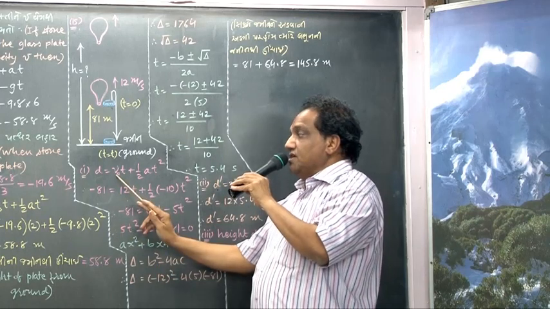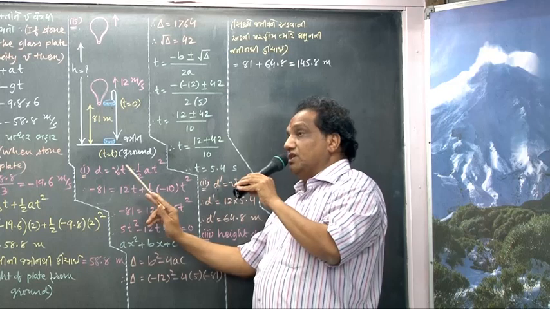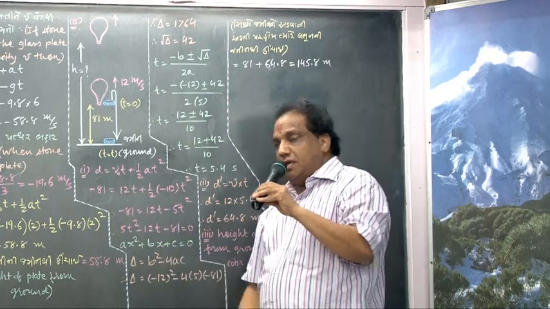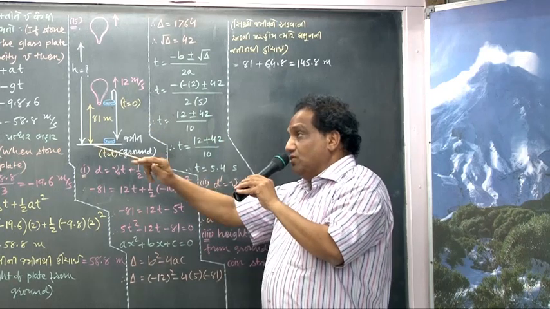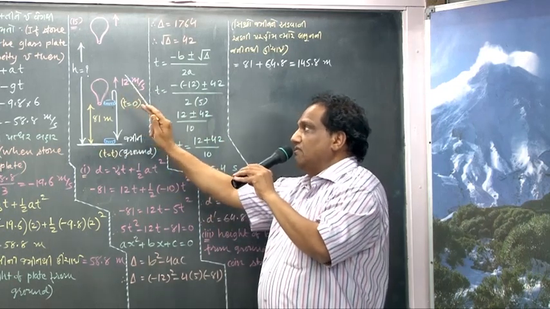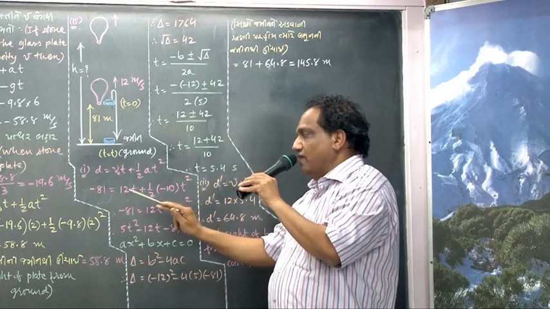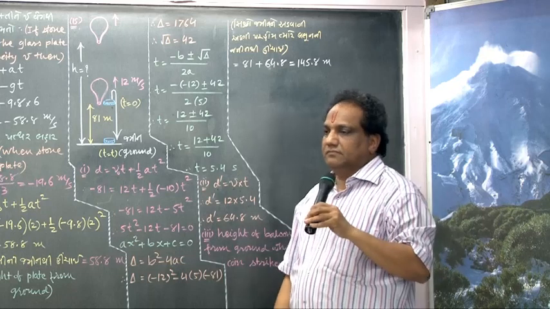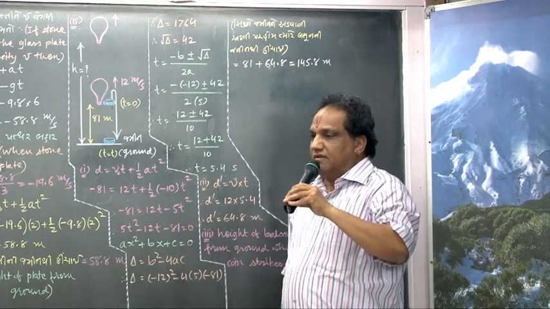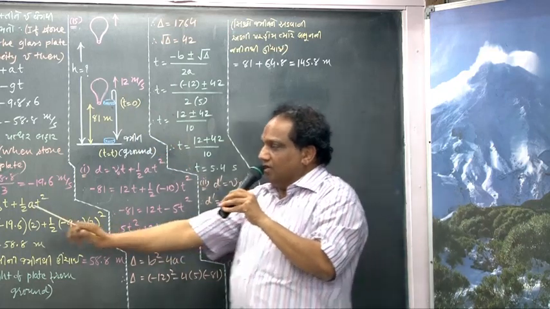What is this? Initial velocity of the balloon. Actually it is the initial velocity of the coin. But when you dropped that coin, at that time it had the same velocity as that of the balloon. The balloon had a velocity of 12 meter per second, so this initial velocity of the coin is also 12 meter per second. But why plus 12? Because it was first going upwards, so positive.